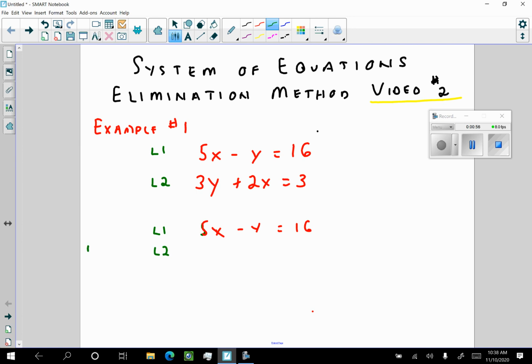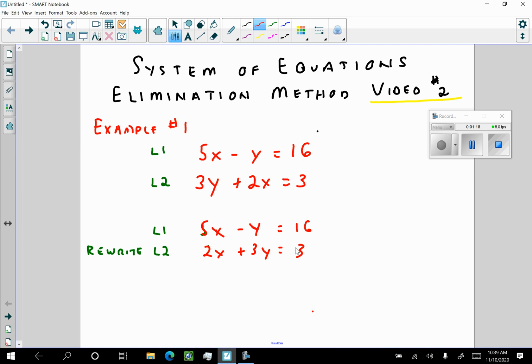I'm going to rewrite L2 so that the x's and y's line up. So the 2x goes here. Rewrite them in red. The 2x goes here, plus 3y, sorry, this is a y, is equal to 3.